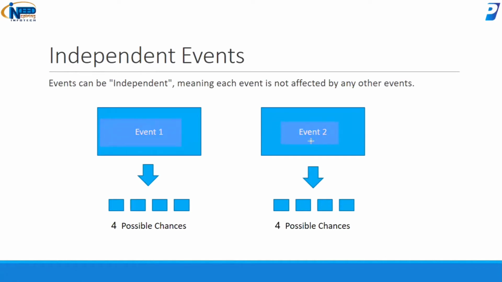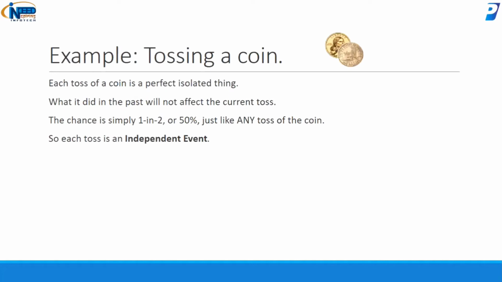Event 1 takes place and then we see there are four possible chances. After that, event 2 takes place and then also there are four possible chances. So what is happening? The possibility of chances remains the same. This might be a little confusing, so let me explain with an example that will make it very clear. Let's get back to the example of coins.